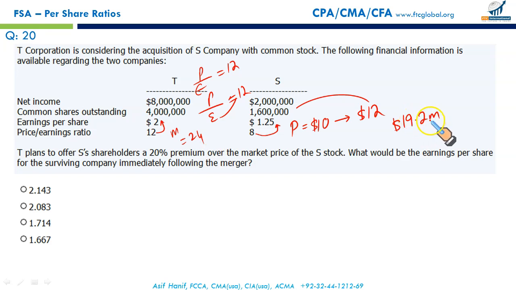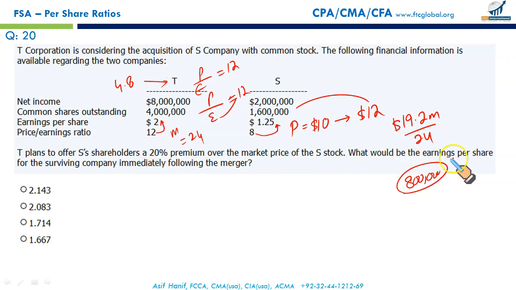If $19.2 million worth of shares are to be given, with the market price of each share being $24, how many shares will be offered? 19.2 million divided by 24. That means T will have to offer 800,000 shares of its own. Already T has 4 million shares outstanding, and if 800,000 shares are offered as consideration for acquiring S, the total shares outstanding will then be 4.8 million shares of T when S is acquired.